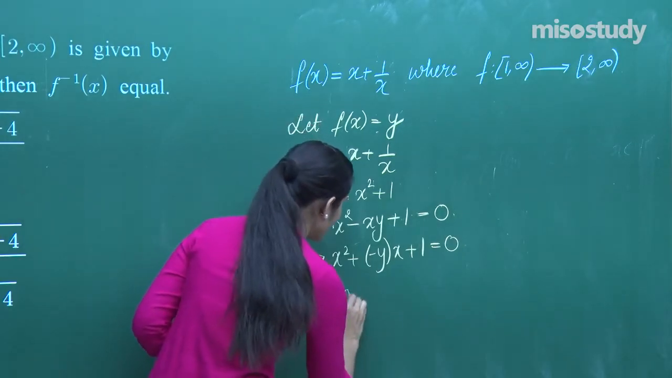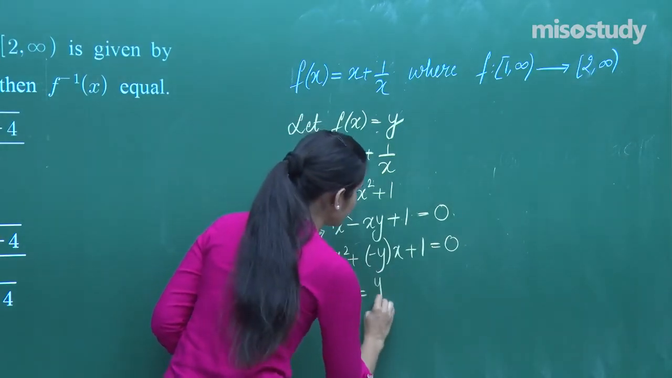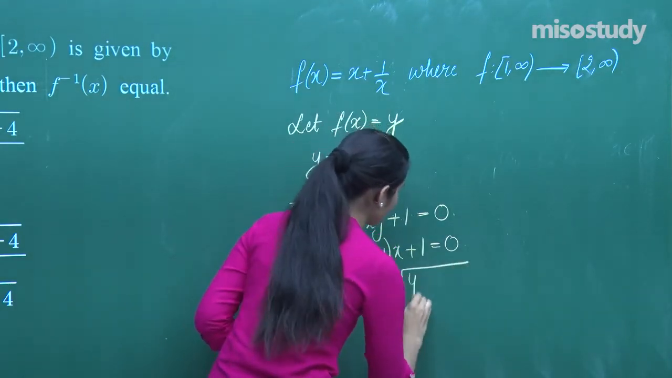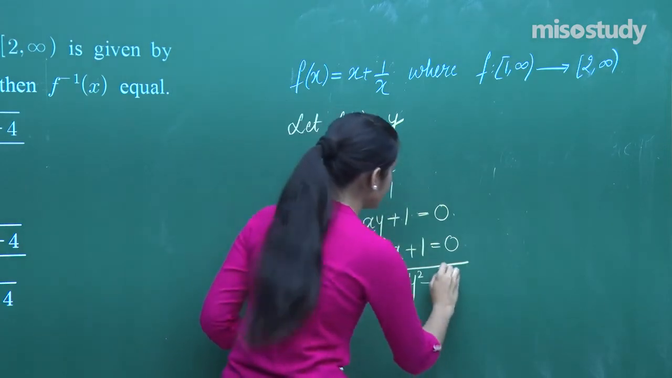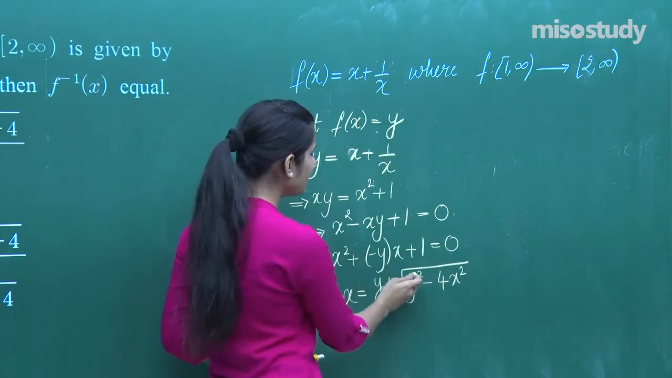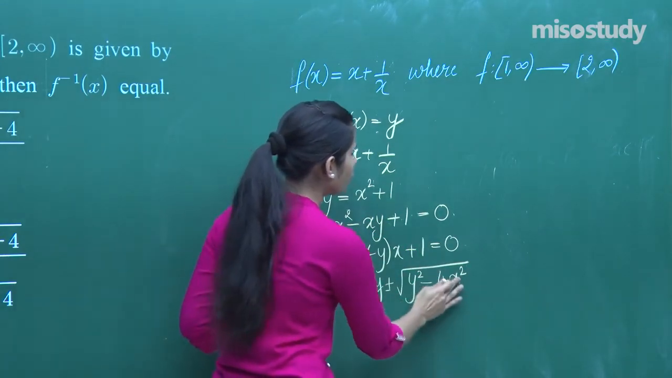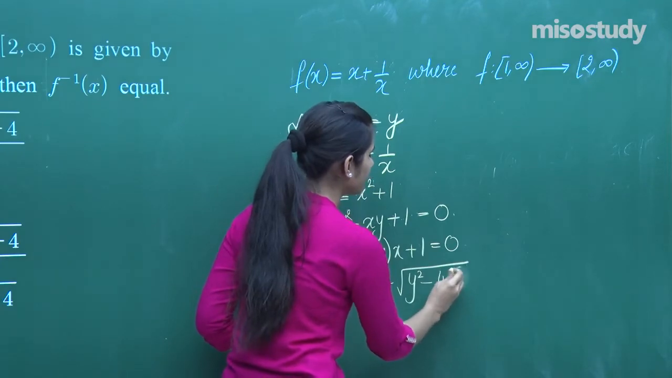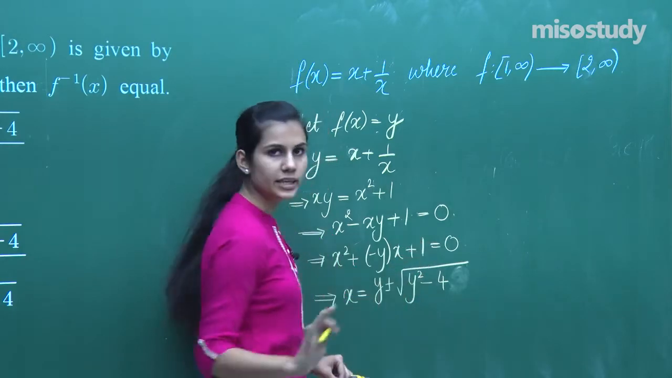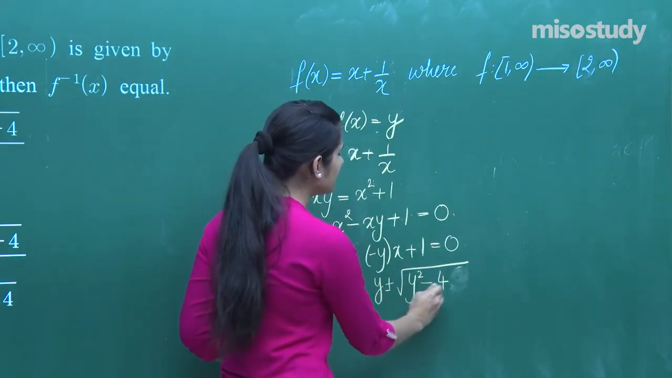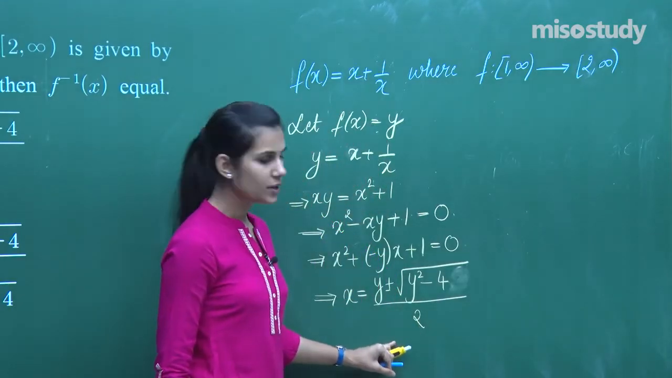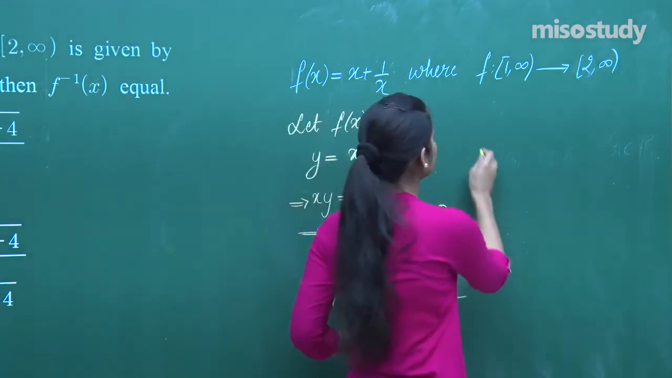So this implies x is equal to minus b, which is just this, plus minus under root b square minus 4ac, right? b square minus 4 into 1 into 1, which is just 4, because a is the coefficient of x square and c is already given to be 1. So y plus minus under root y square minus 4 whole upon 2 into a, a is 1, so it's 2. So x is this.